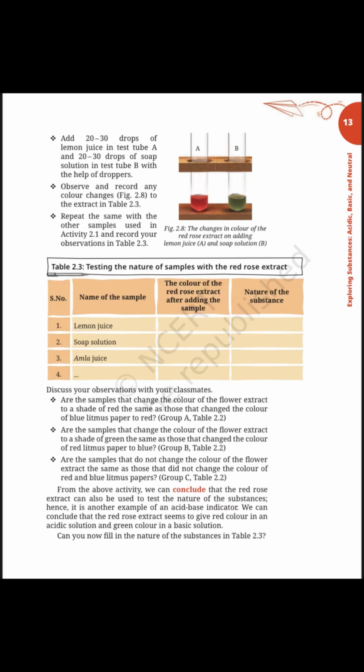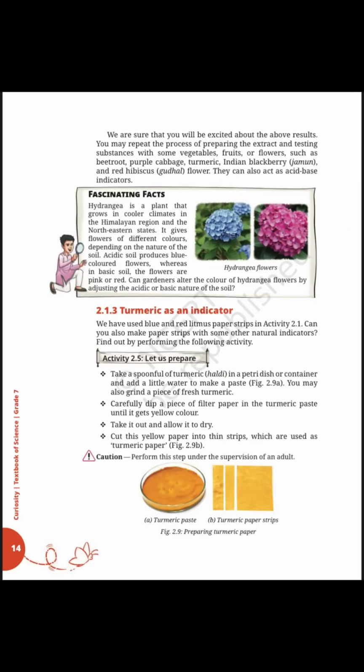From the above activity, we can conclude that the red rose extract can also be used to test the nature of the substances. Hence, it is another example of an acid-base indicator. We can conclude that the red rose extract seems to give red color in an acidic solution and green color in basic solution. Can you now fill in the nature of the substance in table 2.3? We are sure that you will be excited about the above results.